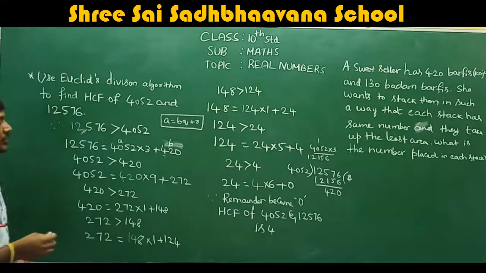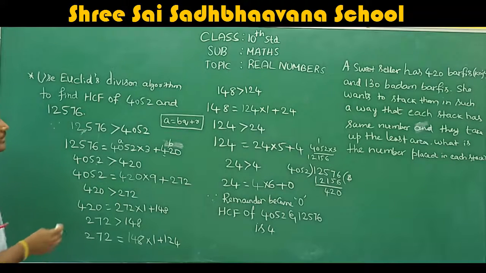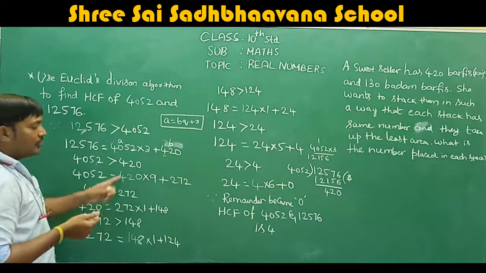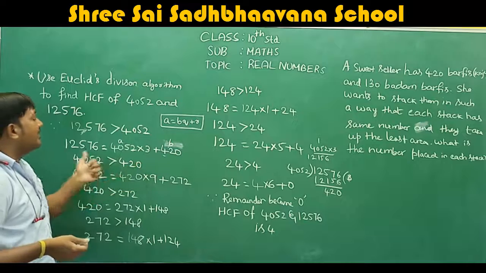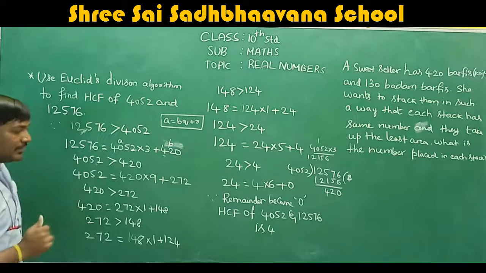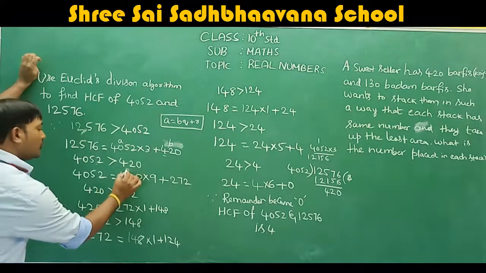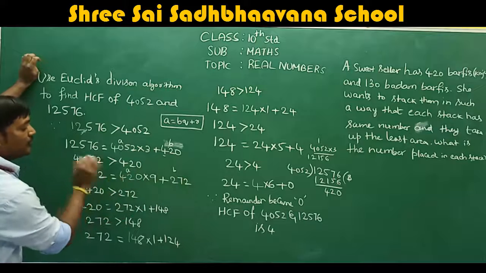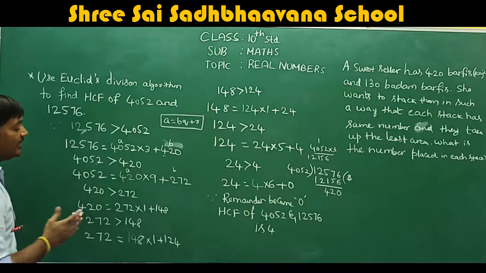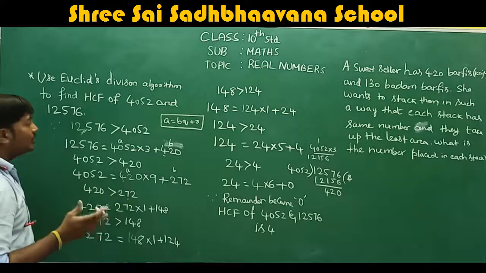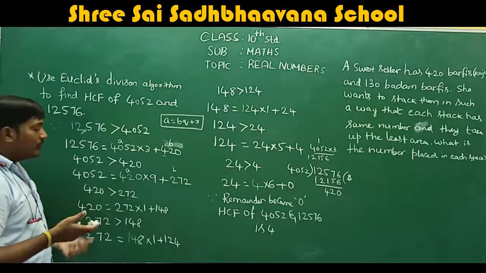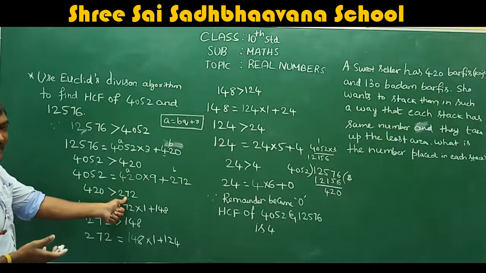When you divide 4052 with 420, I'm not showing the division, I just explained one particular part of it. You can easily divide it and check. 420 goes 9 times, and you will be left with the remainder 272. Next, take this as A and this as B: 420 as dividend and 272 as divisor. Again, 420 is greater than 272. We know the rule that the dividend is always greater than the divisor, then only division is possible.